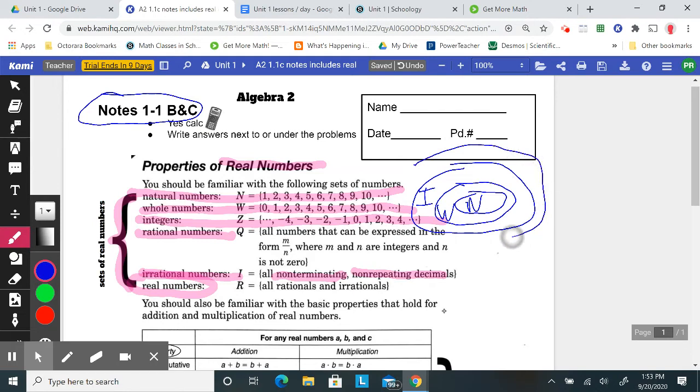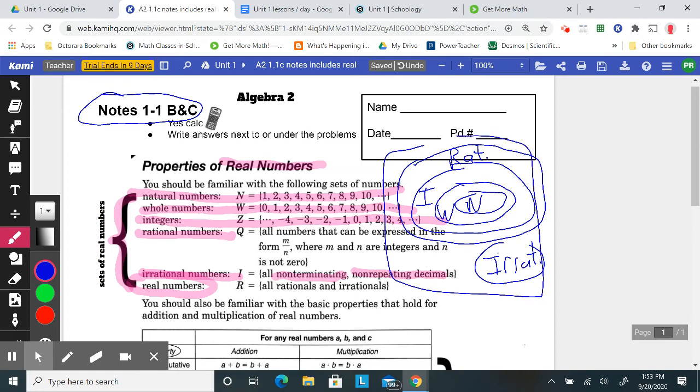And now you have the entire set called the rational, R-A-T, the rat numbers, rational. And then you have the set of irrational, they usually abbreviate I-R-R-A-T, the irrational numbers, such as pi and the square root of 5. Those are all irrational. But when you put those two sets of numbers together, rational and irrational, you get the real numbers.